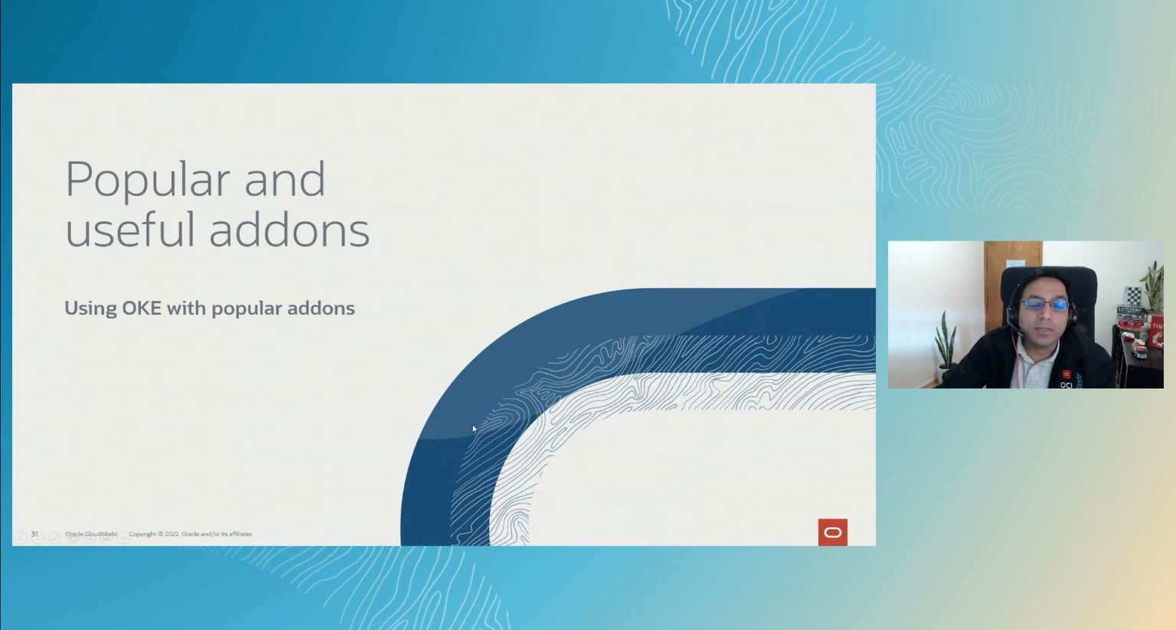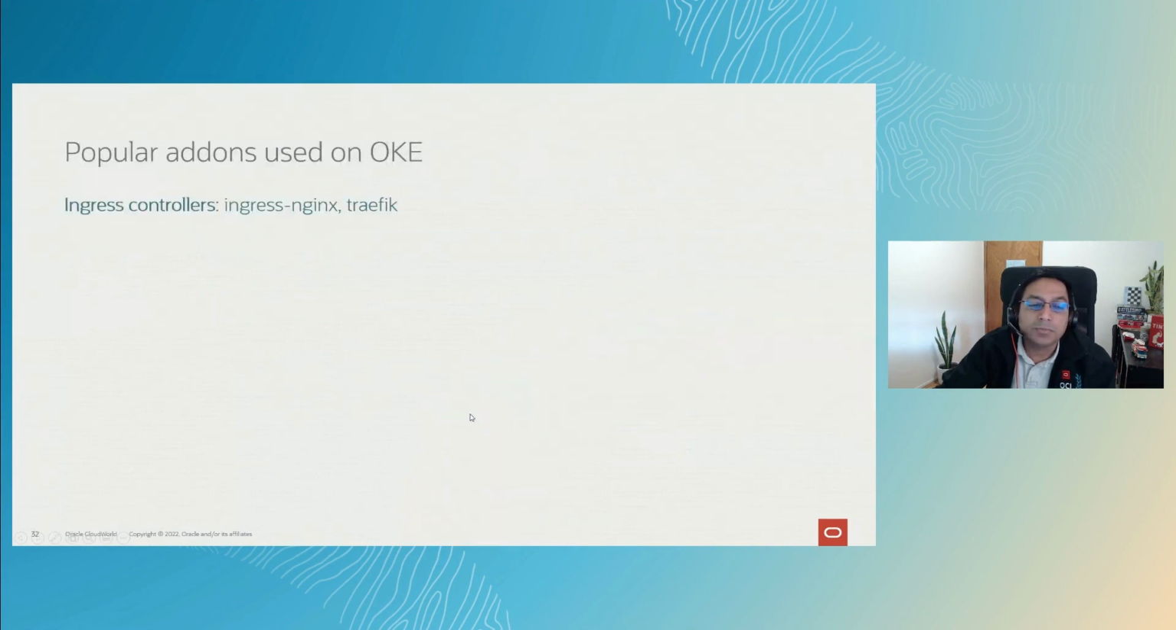Lastly, when you're using OKE, you don't just deploy OKE and let your application run. Typically, most users would require some kind of additional add-ons, like exposing the application to an ingress controller. Some of the popular ones include Ingress Nginx, the community version, or Traefik. For monitoring, there's Prometheus and Thanos, and Grafana for visualization.